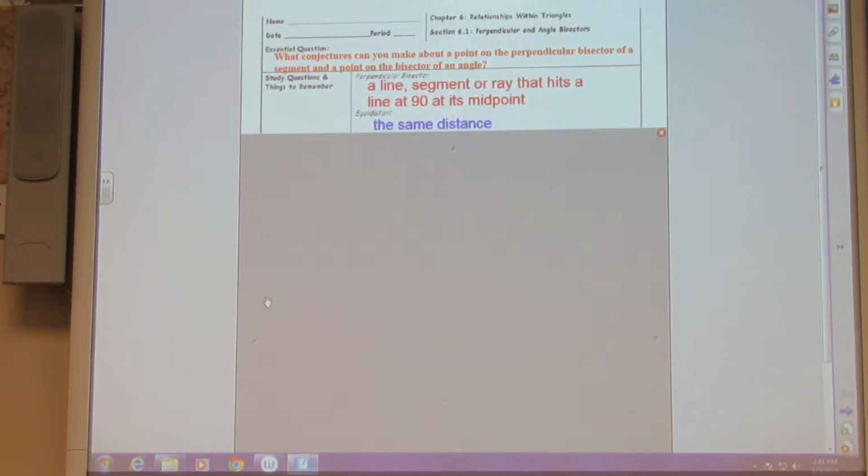Perpendicular bisector, we should be familiar with both words. Perpendicular hits at 90 degrees, bisector cuts in half. So a perpendicular bisector is a line, segment, or ray that hits a line at 90 degrees at its midpoint. Equidistant means that two things are the same distance.